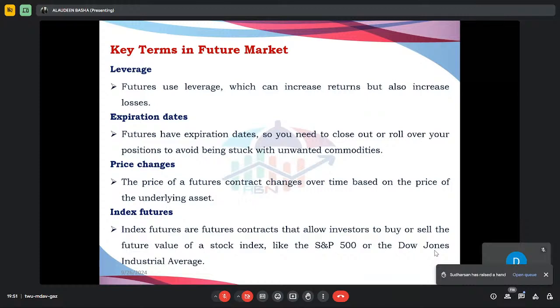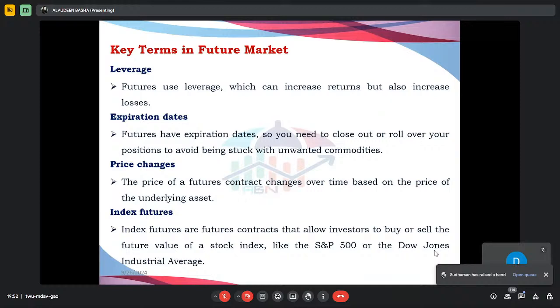One of the first terms is leverage. What is meant by leverage? Futures have leverage which can increase the return, but also the losses. Most of the time, it increases only losses, not returns. So 99.9% you should avoid leverage. It's a public forum, I'm not saying this word, but what I'm saying is leverage is one kind of suicide in the stock market. So don't try to use leverage in the stock market. This is my humble request for all the freshers as well as the experienced persons.